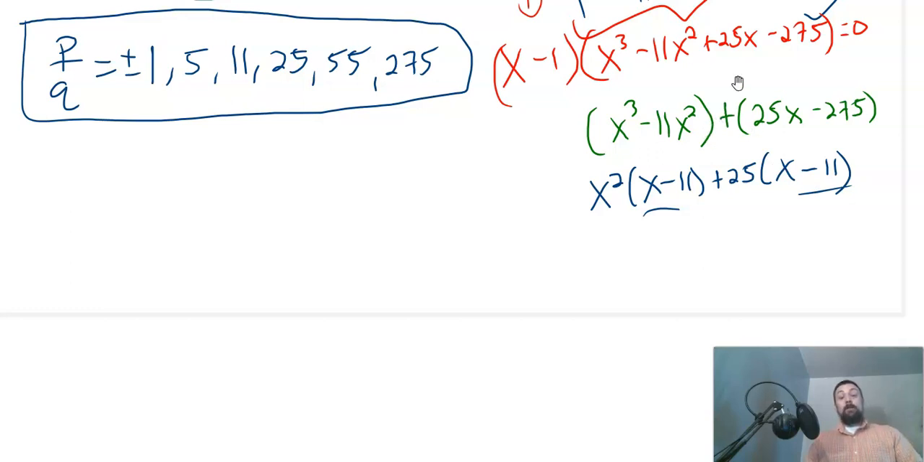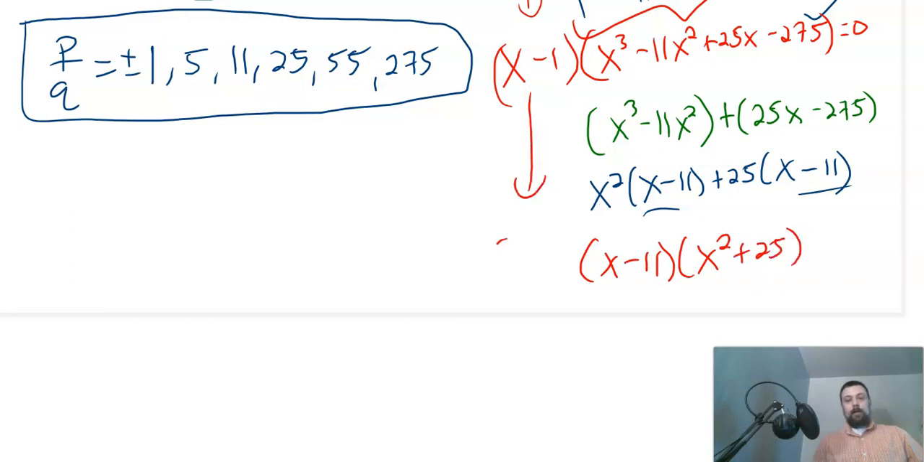And the only other option, if this doesn't work, is to go back to this list, do more synthetic division until you find another remainder of 0. But thankfully, it did work out, so I can factor out the x minus 11 since they're the same. That leaves me with x squared plus 25. All right, and I still have this factor here of x minus 1. I'll go ahead and copy that down, still equal to 0. And that's as much factoring as you can do with this problem.